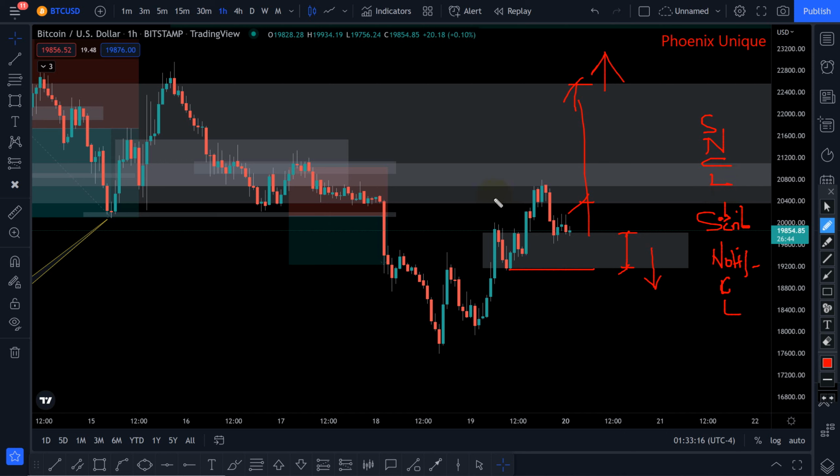Okay, so this is all I got for you today. As usual, whatever I post here, this is what I'll be looking at or trading. Okay, so I don't think there is anything else I would like to say.